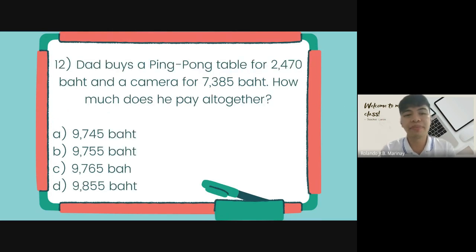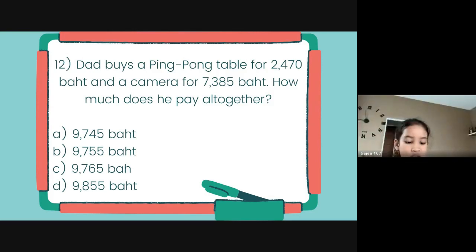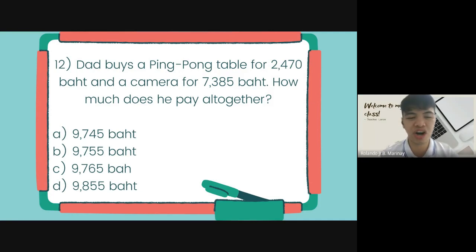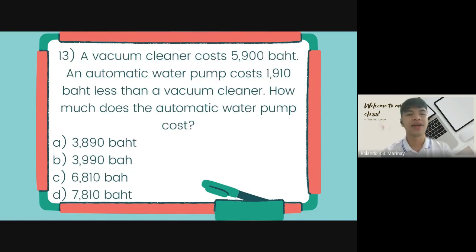Number 12. Dad buys a ping pong table for 2,470 baht and a camera for 7,385 baht. How much does he pay altogether? So 2,470 plus 7,385 equals how much? A, 9,745 baht, B, 9,755 baht, C, 9,765 baht, or D, 9,855 baht. What do you think is the correct answer? D. Very good. The correct answer is letter D, 9,855.